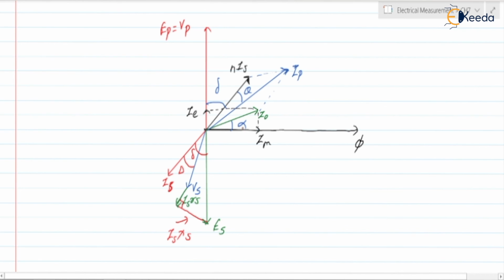So this is about the relationships in a current transformer. In the next video, in continuation, by using some part of this phasor diagram, we are going to derive the expression for the transformation ratio of a current transformer.